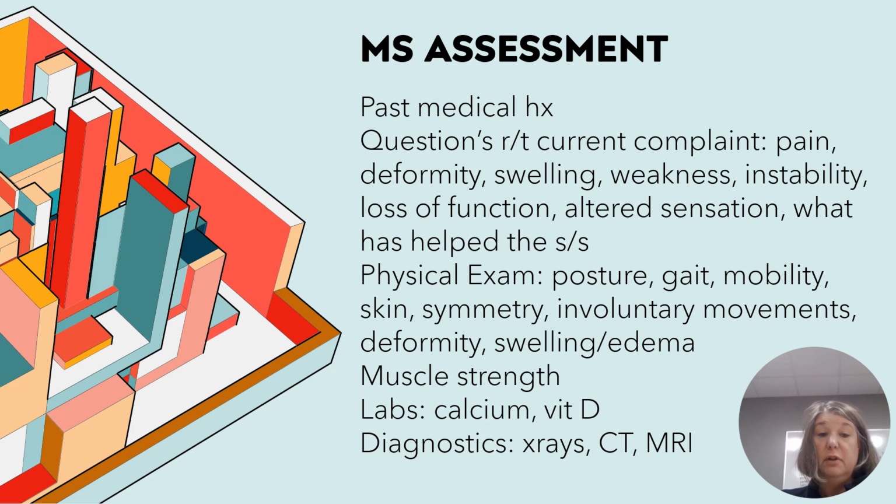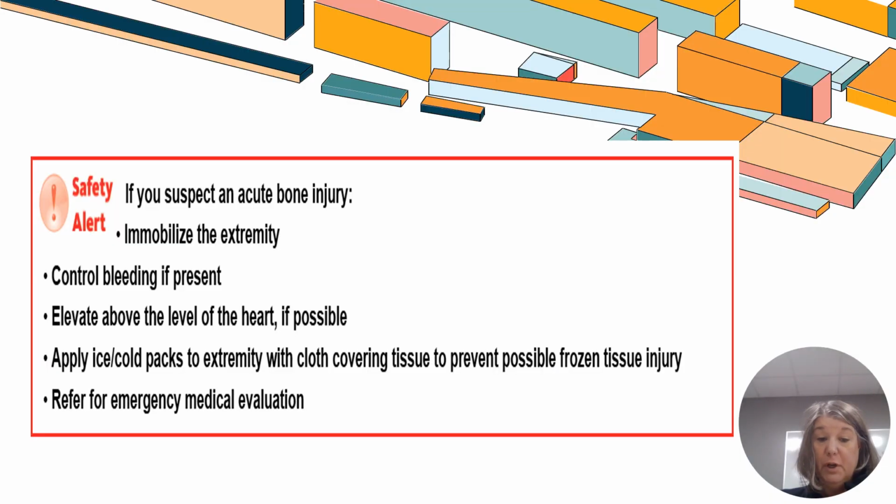We're going to start with a general inspection and then move on to something more focused, right? One of the things you want to make sure of is that you test muscle strength to get a baseline. And of course, you're going to compare that, is it bilateral? What's going on with that? Labs, we're going to look at calcium and vitamin D, and diagnostics, maybe X-ray, CT, or MRI.